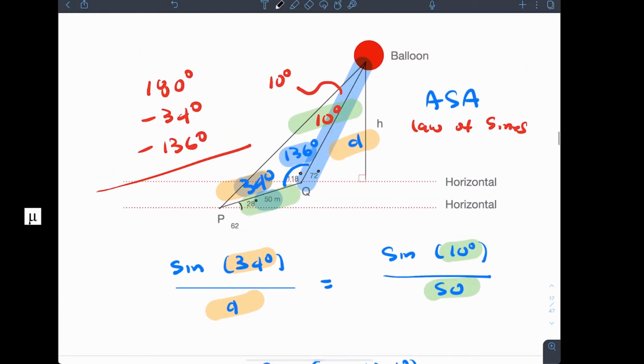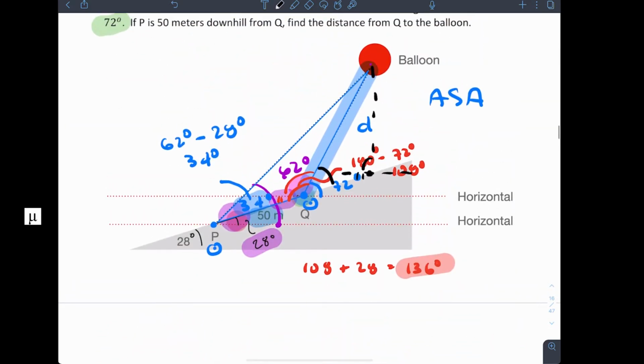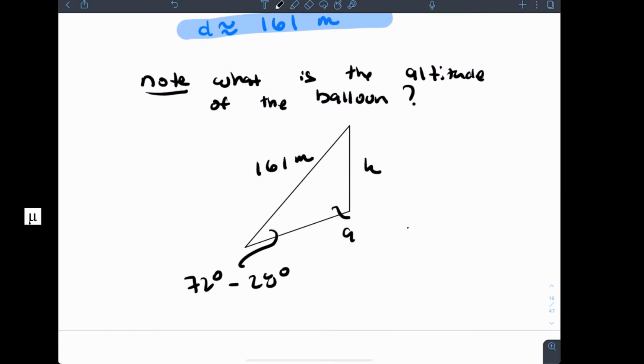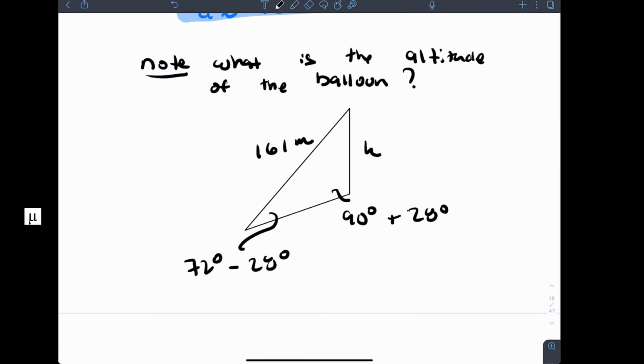Okay. So where's this hill? 72 minus 28 for that corner. And then here, it's going to be 90 plus 28. All right. So this would be 90 degrees plus 28, all because you have these transversals. So what is actually 72 minus 28 here? You guys know what that one is? What's 72 minus 28? So 44 degrees. And then what's this 90 plus 28 degrees?